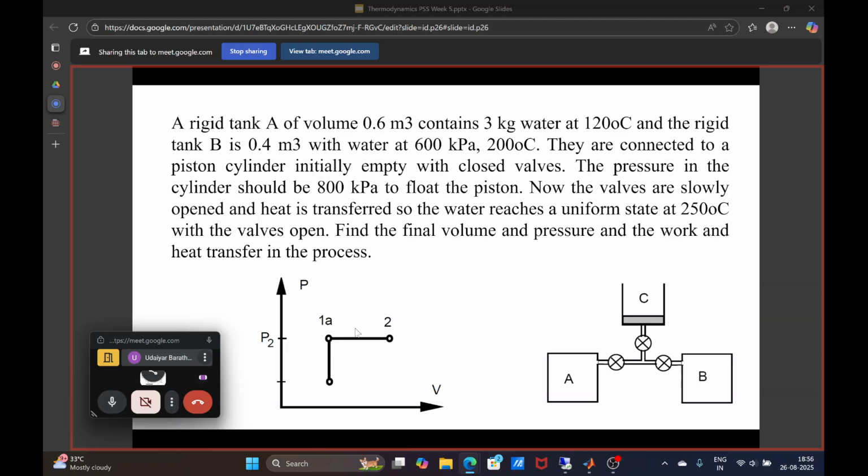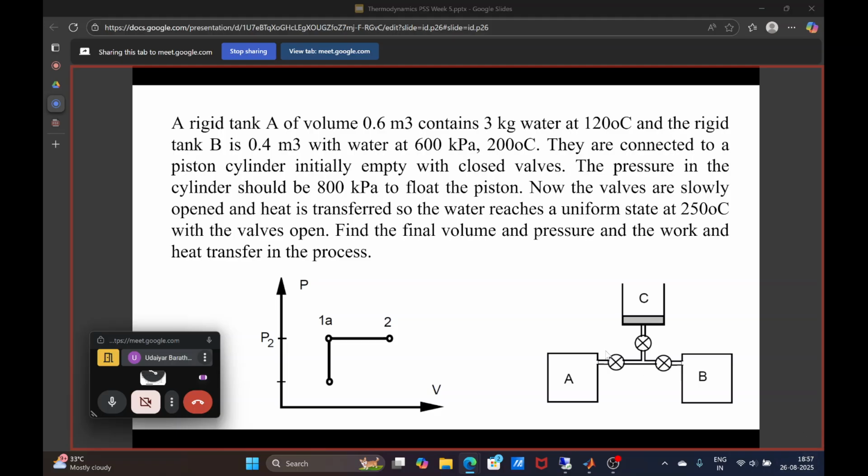So this is the process which will take place. Initially you have some volume, the total volume when the valves are open. So the piston will not move initially. The heat is added and water starts boiling. So it will go to state 1A, till 800 kilopascal, where the piston will start moving. After that point your pressure will remain constant because at any point your force will be balanced. So the pressure will be constant and the volume will expand. So it will go from 1A to 2. Those are the two processes which will happen.